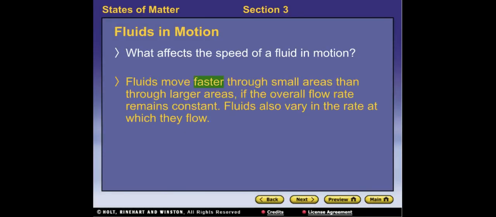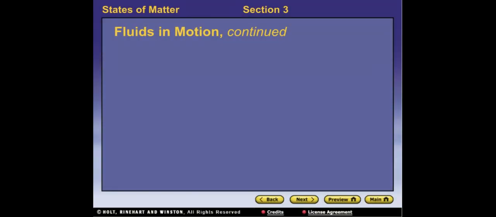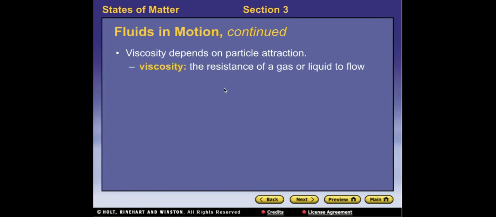And then our last thing is fluids in motion. So fluids move faster through small areas than through larger areas if the overall flow rate remains constant. Fluids also vary in the rate at which they flow. So something that causes fluids to vary the rate at which they flow is viscosity. Viscosity is the resistance of a gas or liquid to flow, and it depends on particle attraction.